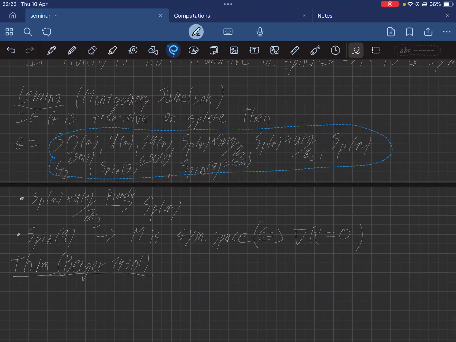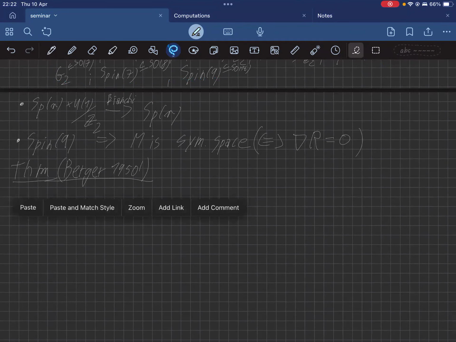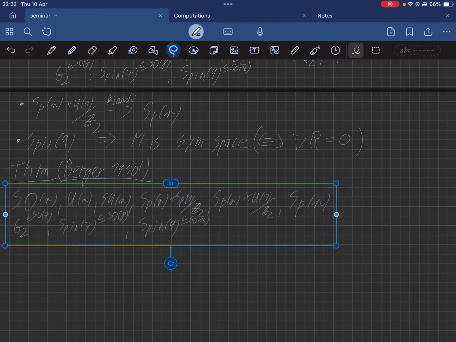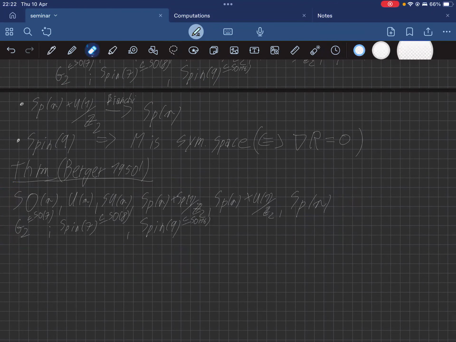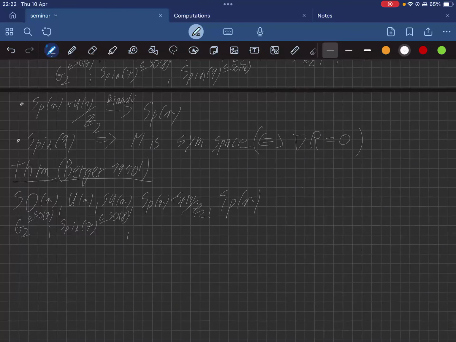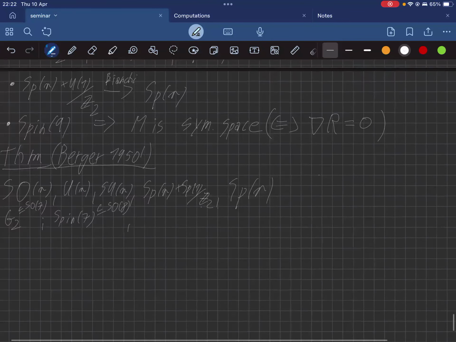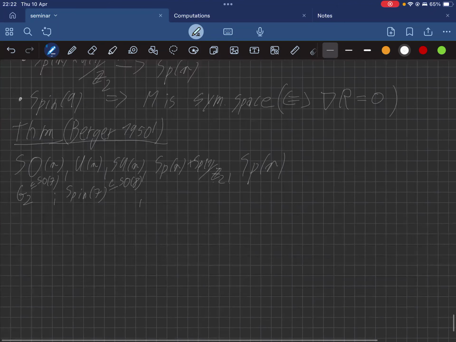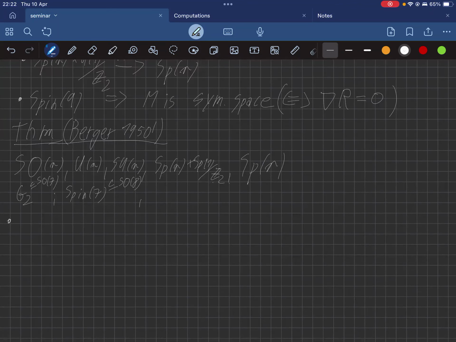I'm gonna copy that. Right. So the list is the same, except I'm gonna erase the Sp(n) times U(1) we talked about, and I'm gonna erase the Spin(9) case. Right. Okay, so these are all possible holonomy groups of simply connected, irreducible, non-symmetric Riemannian manifolds. Okay, so I guess a couple remarks.